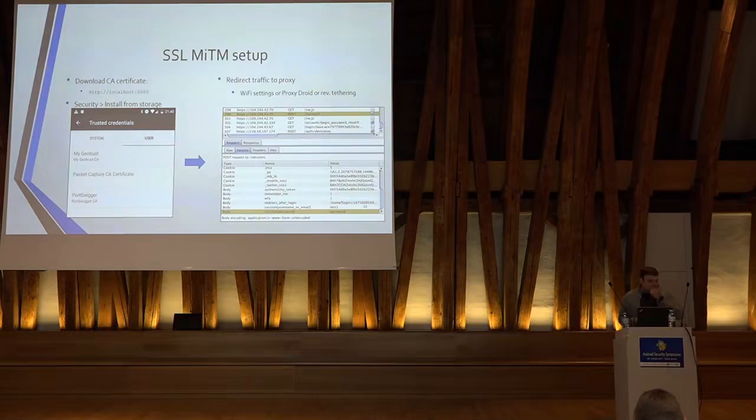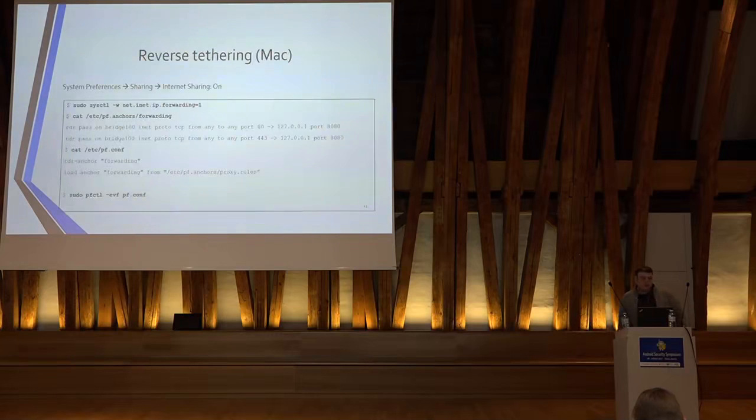So how to redirect the traffic to your proxy? As I said, reverse tethering is a very powerful and easy way. If you have a MacBook, you can just enable internet sharing and then set up port forwarding, like in this case, anything on port 80 and 443 is being redirected to Burp at localhost. So once you have these rules, you just add an anchor, forwarding anchor, and then apply, and you should be able to see all the traffic going into your local proxy.